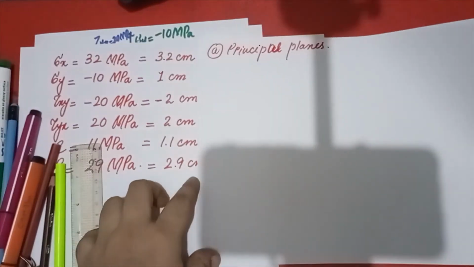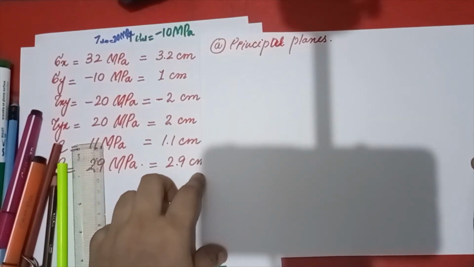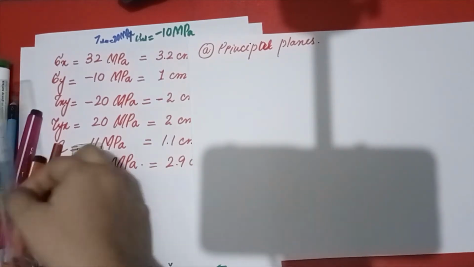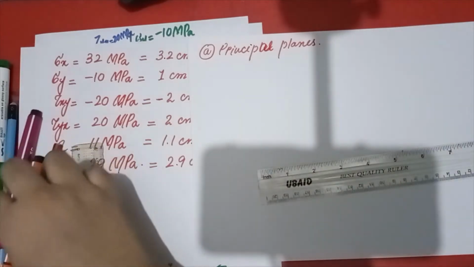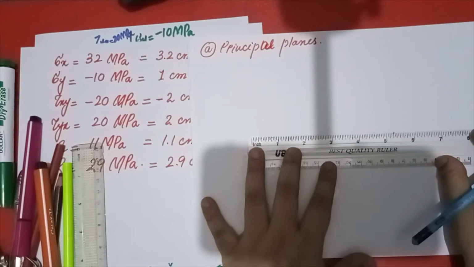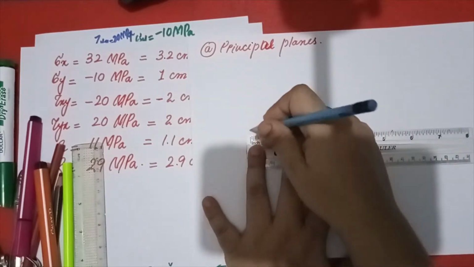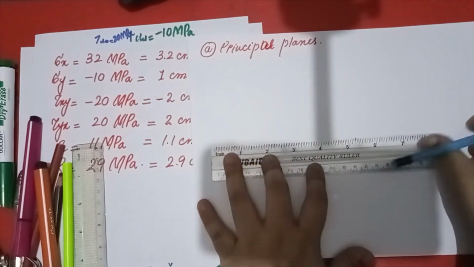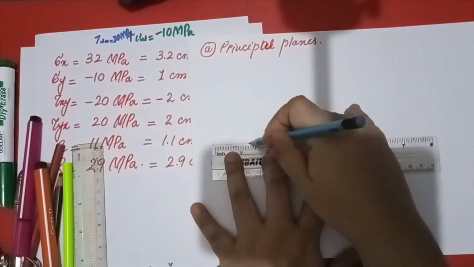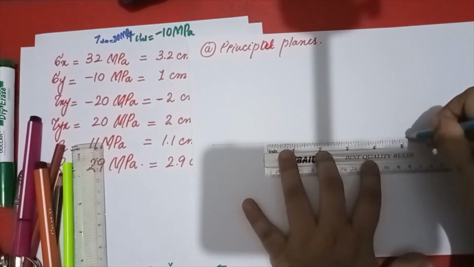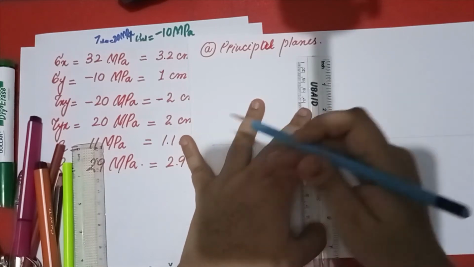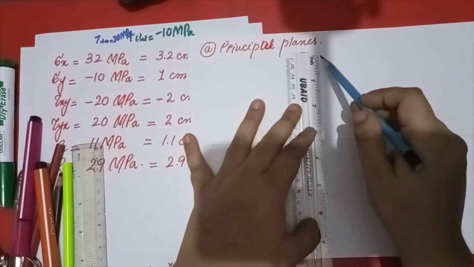These are the scales which I have selected, converted accordingly, and now I am going to draw the axes. So let's draw the principal planes. Now I am marking this, and this is sigma, that is very small.